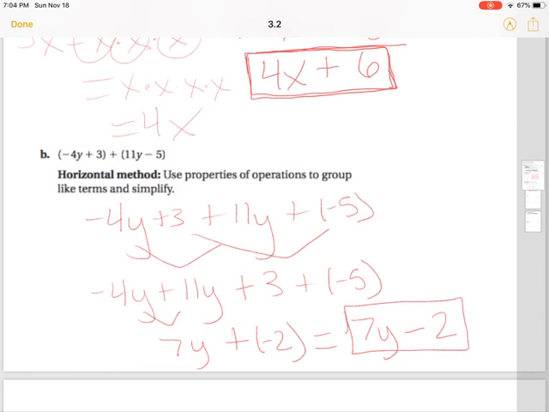So as you guys can see, and I really want to make sure that you can see how 7y plus negative 2 is the exact same as saying 7y minus 2. So all you're doing there is that keep, flip, change that we have talked about in the past.